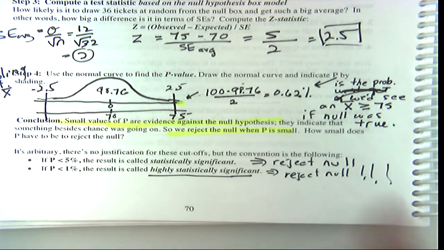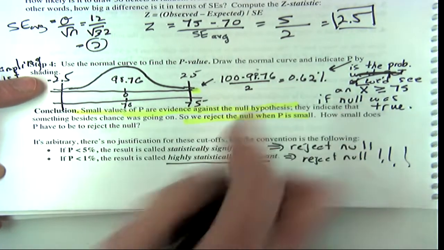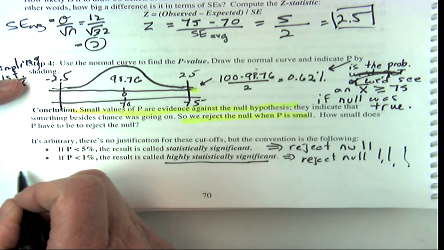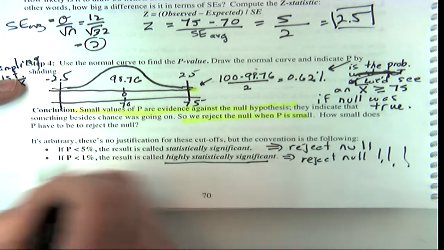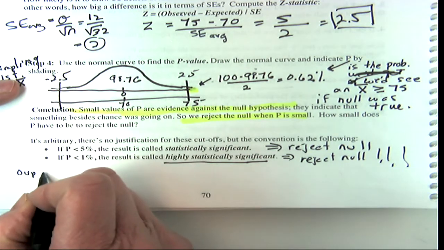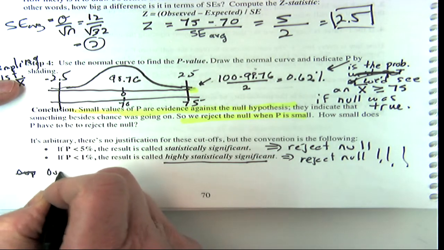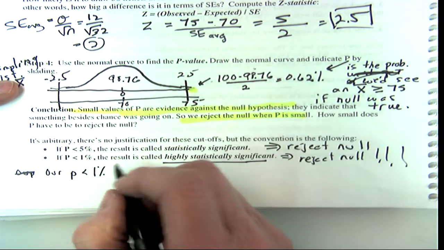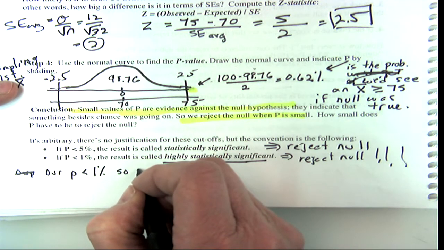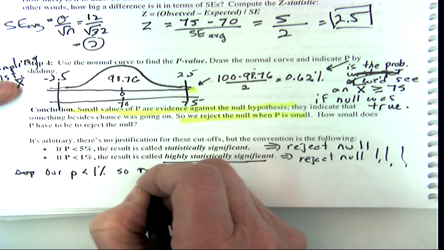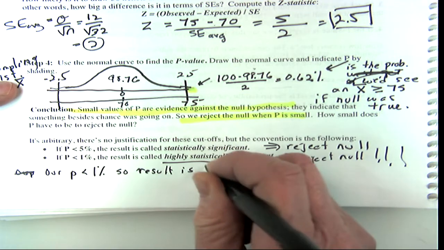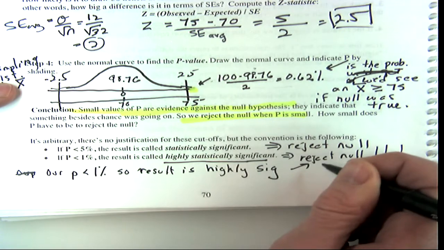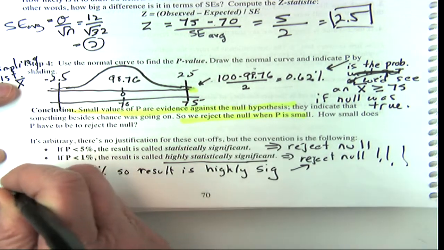But how are we going to phrase this? If we really got this result and you were writing a paper, you would say, okay, it's highly significant. Our p is less than 1%. It's 0.62. So the result is highly significant. Of course, we're going to reject the null. But what would be our conclusion?